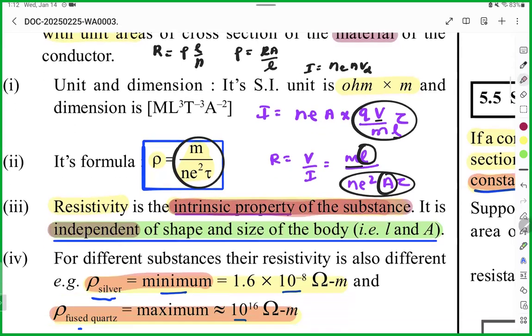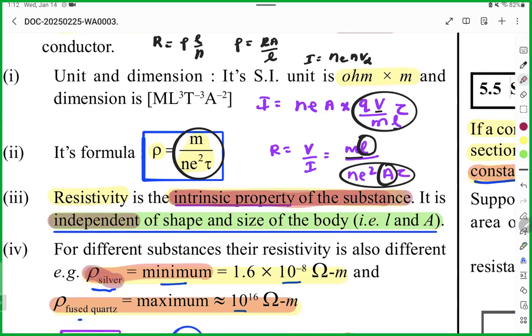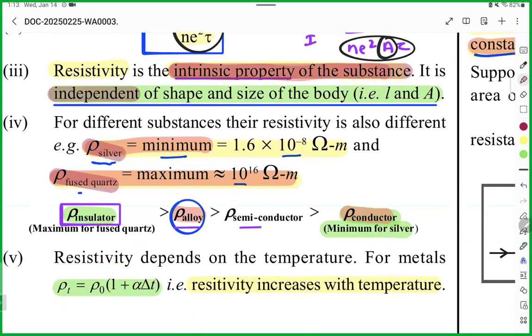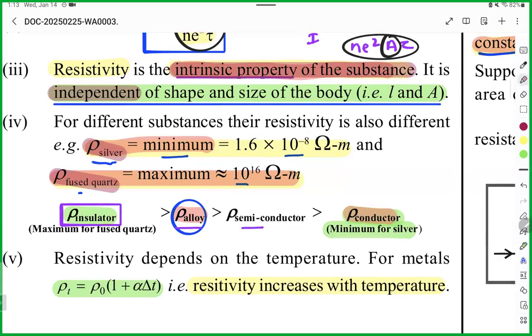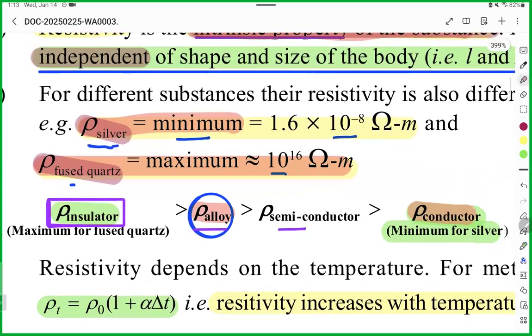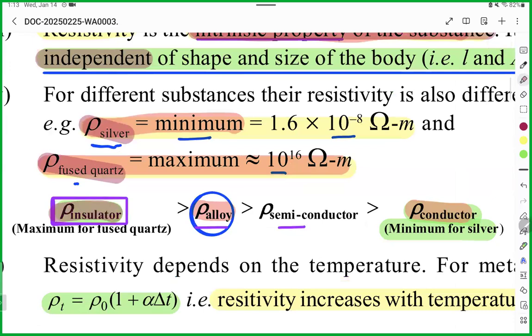Where you will have minimum resistivity: silver, because silver is a very good conductor. And if you see, resistivity of quartz is maximum, means it is the best insulator, you can say. So silver is the best conductor, and this sequence is important. In case of insulator, your resistivity will be maximum. In case of conductor, resistivity will be minimum. Semiconductor is in between, but alloys have more than semiconductor or conductor. Correct? Any doubt?